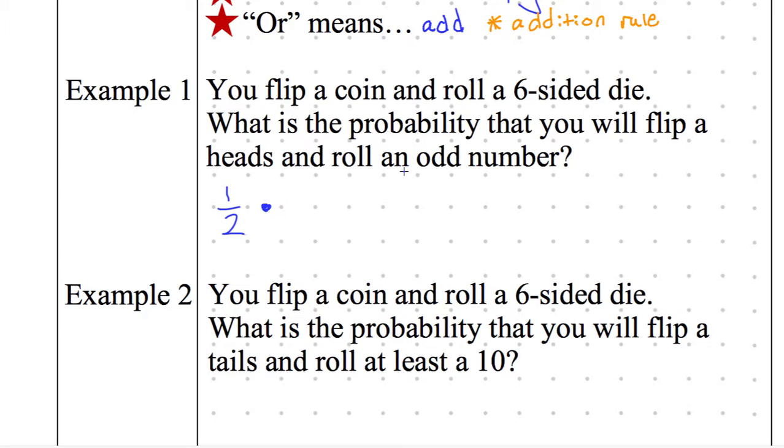3 out of 6? Maybe. Rochelle, what do you think? Rolling an odd, 3 out of 6. That reduces to 1/2. So 1/2 times 1/2 is? 1/4. There's our answer. You have a 1/4 chance of flipping heads and rolling an odd number.